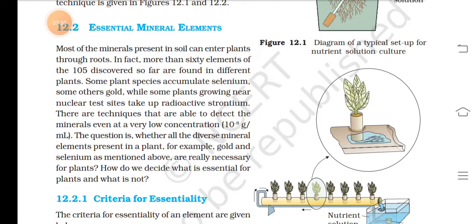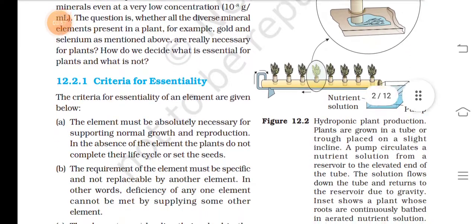There are techniques that are able to detect the minerals even at very low concentration, that is, 10 to the power minus 8 gram per milliliter. The question is whether all the diverse mineral elements present in a plant, for example gold and selenium as mentioned above, are really necessary for plants.